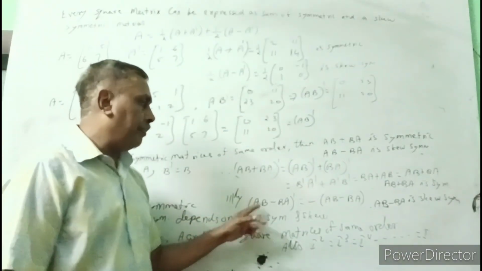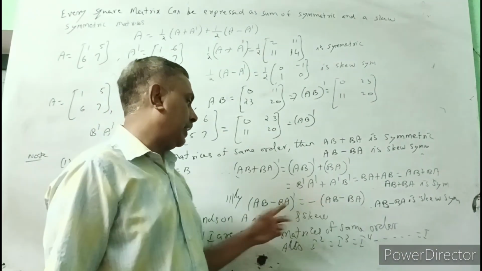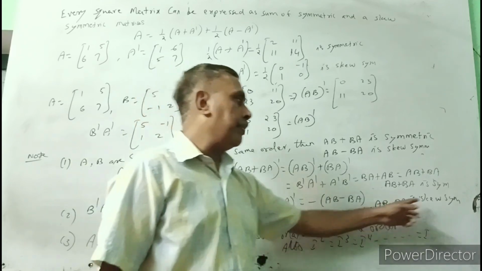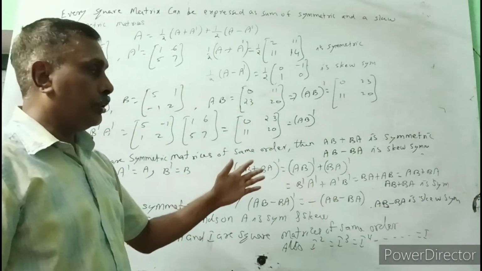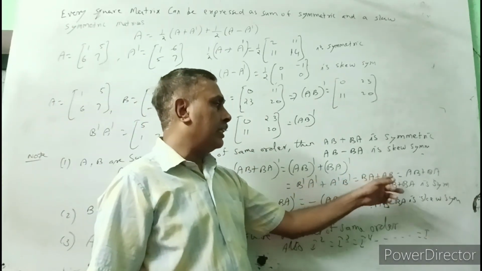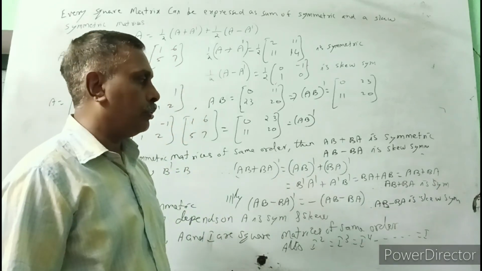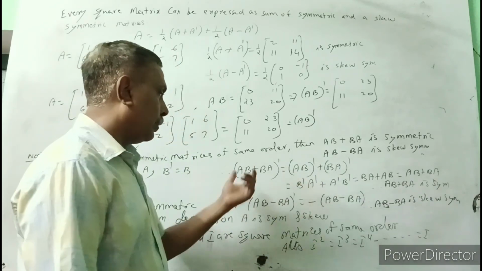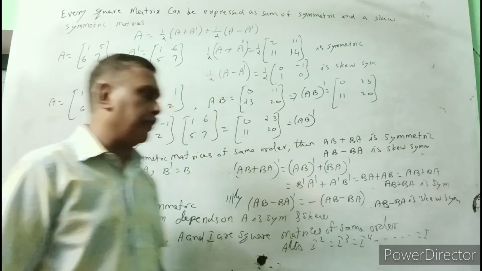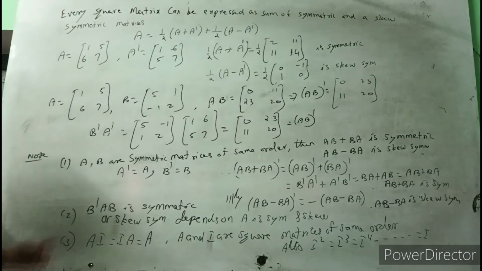Similarly, you may see that AB minus BA, the whole transpose, is its negative. So AB minus BA is skew symmetric. And it may be asked as a one mark question also, or assertion reason also. So the result is important, the proof is not that important. Now here is another result, this result is also important.